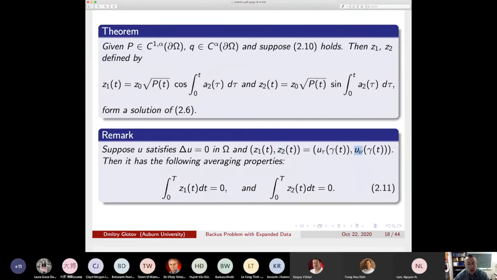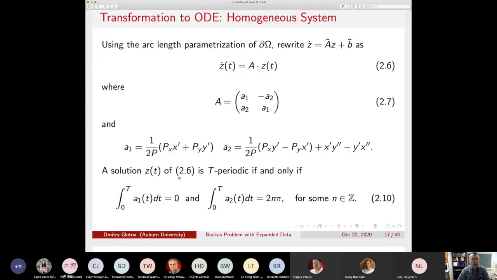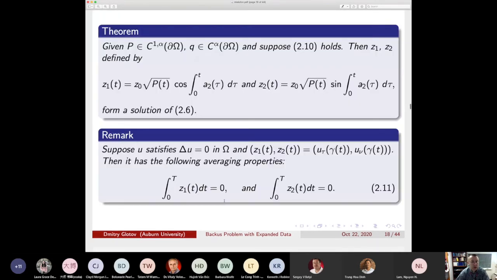So if the function is harmonic, then the divergence theorem is supposed to give us that the integral of Z2 is equal to zero. And well, actually for this ODE system, we can show that if the data is periodic, so the data is in the form of A1 and A2, first of all, they need to be periodic, of course, but they also need to have the features that A1 integrates to zero and A2 integrates to an integer multiple of 2 pi. So these equations will be more or less satisfied from the structure of this ODE. But then the question is, does this correspond to a solution of the original Backus problem?